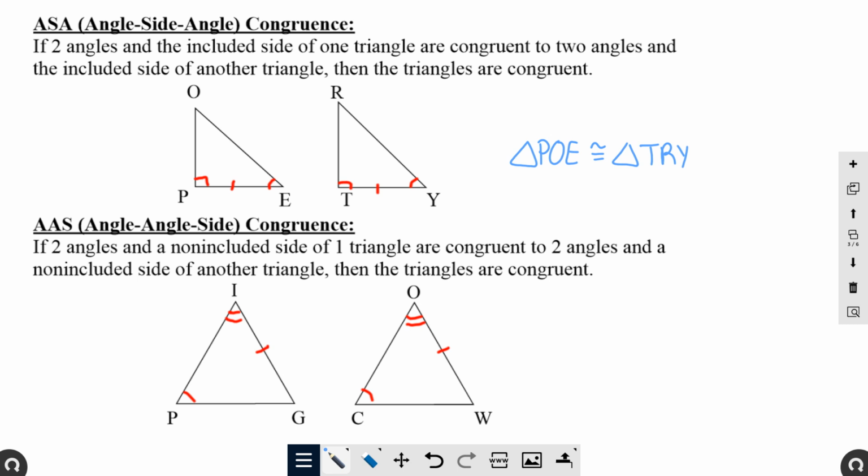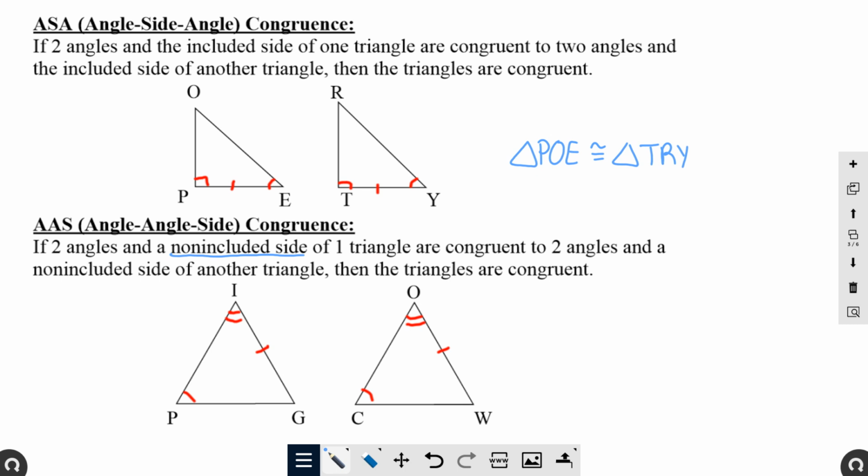All right, next we have angle, angle, side. This is the one that a lot of people forget about, but it's two angles and the non-included side. So it doesn't matter which other side you have, but it's not the one that's between the two angles. So the one above was two angles and the side that connects. This one is two angles and then a different side.